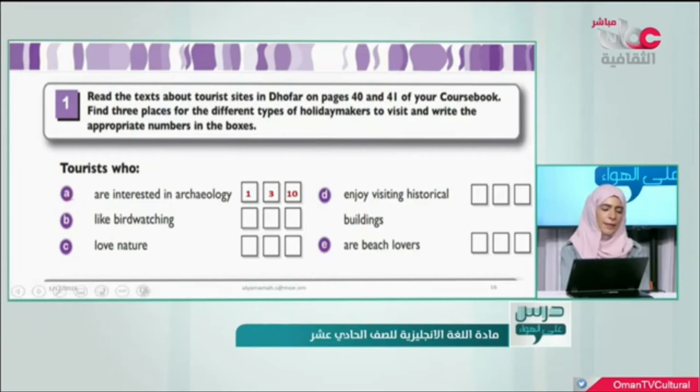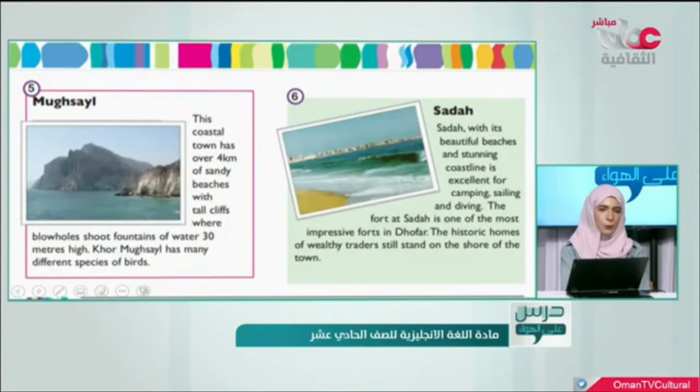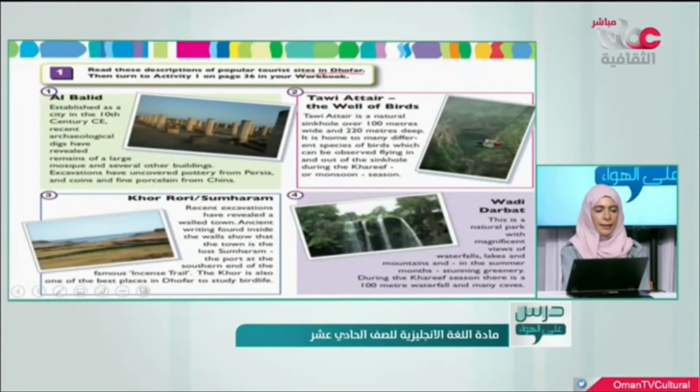Let's go back to the texts. He said 1, 3, and 10. El-Belid, established as a city in the 10th century, see recent archaeological digs. So it talks about archaeological sites. Let's check number 3. Recent excavations have revealed a walled town. Ancient writing found inside the walls shows that the town is the lost Samarram, the port at the southern end of the famous incense trail. The Hor is also one of the best places in the far to study bird life.